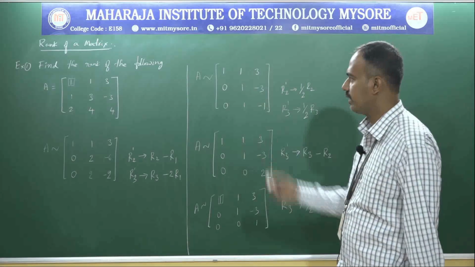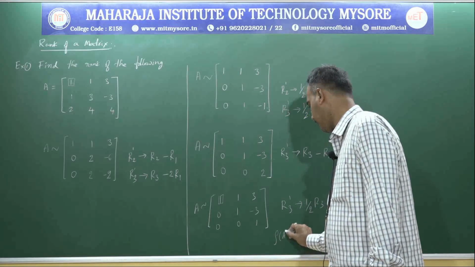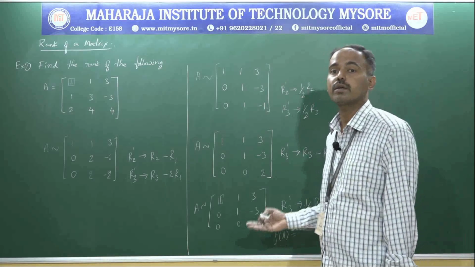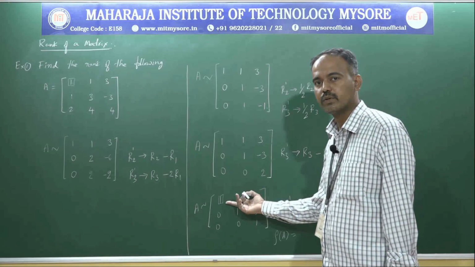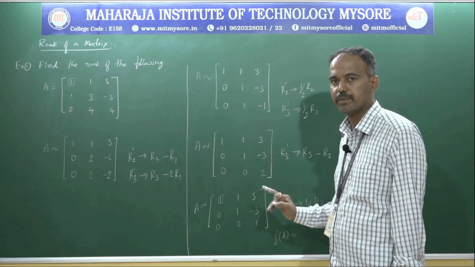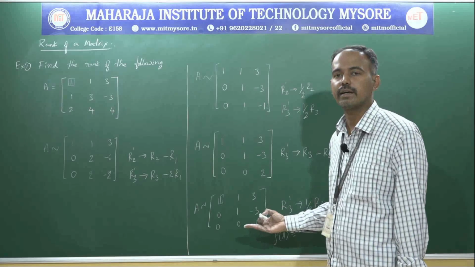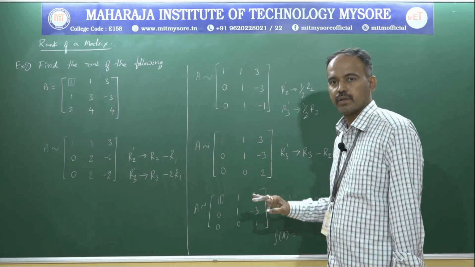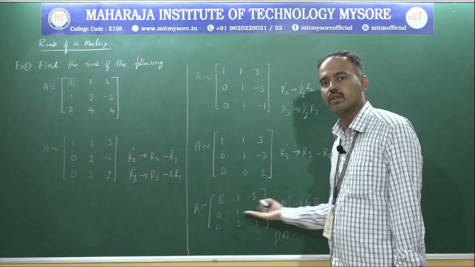Now we can find the rank of the matrix. The rank of the matrix A is nothing but how many non-zero rows are available. First row, one non-zero row; second row, non-zero row. One important observation: only if all the elements are 0 can we call it a zero row. If at least one element is non-zero, we consider it a non-zero row.